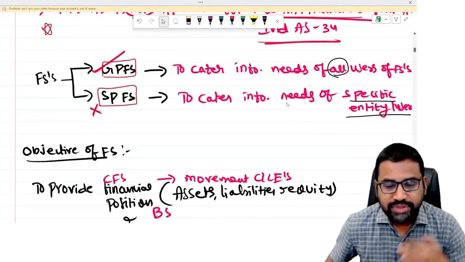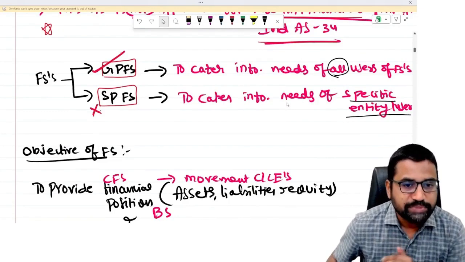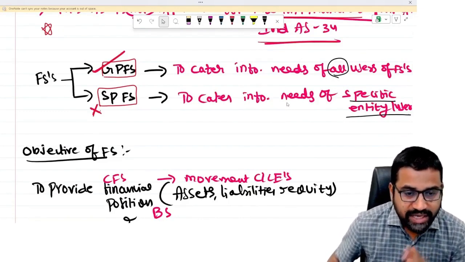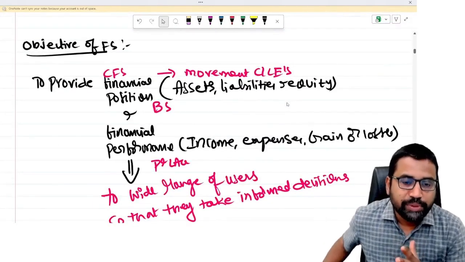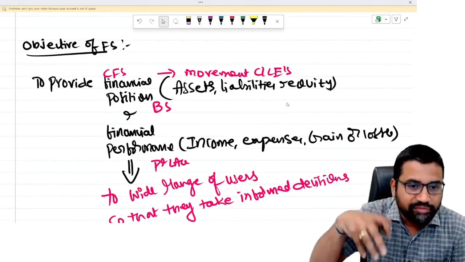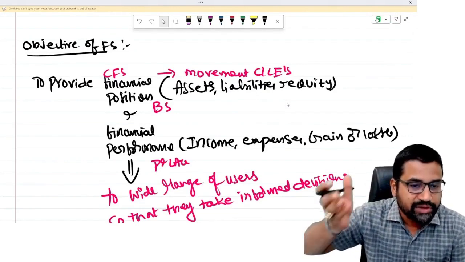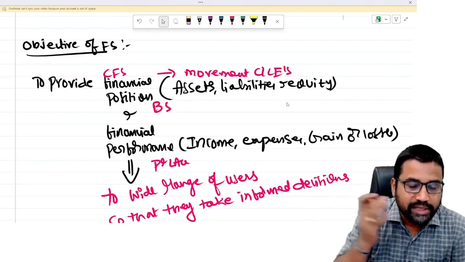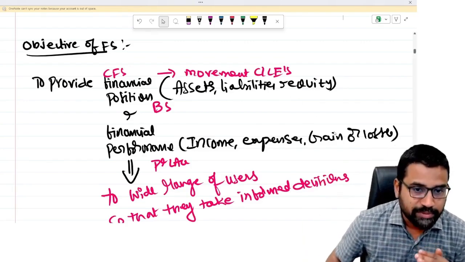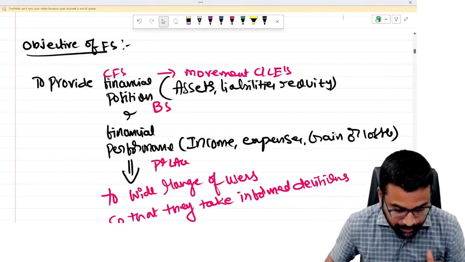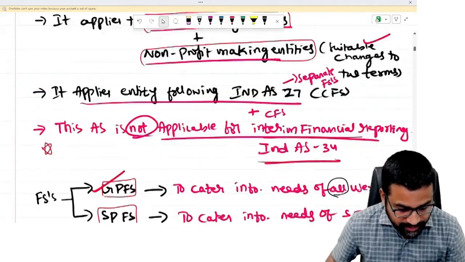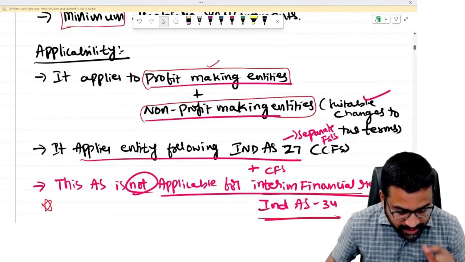And financial statements are of two types: general purpose financial statements and specific purpose financial statements. For general purpose financial statements, this standard is applicable. That means when you prepare financial statements to cater to the needs of everybody, that is called general purpose financial statements. When you prepare financial statements to cater to the needs of a specific entity or users, that is called specific purpose financial statements, and for them this standard is not applicable. So we completed the objective of the standard and then applicability.